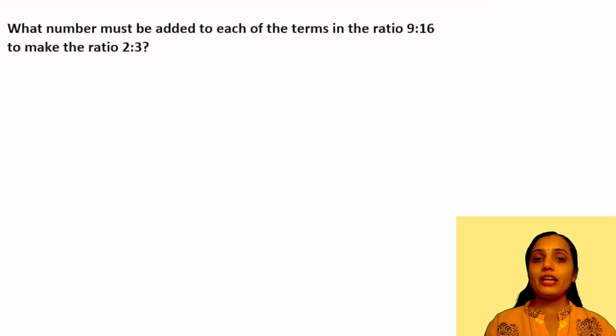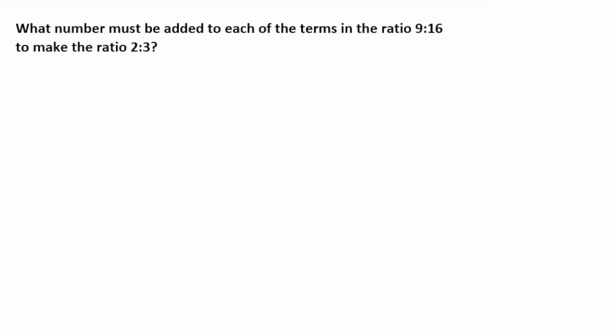Now that we've come to the end of this video, I would like to leave you all with one question which you can solve by yourself. The question is, what number must be added to each of the terms in the ratio 9:16? So 9:16, I have to add something to 9 and the same to 16 to make the ratio 2:3. Please post your answers in the comments below. You can take a snapshot of this question.